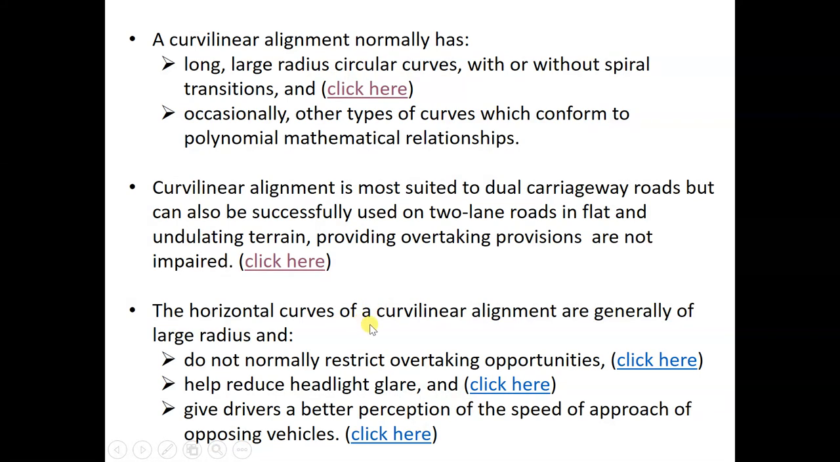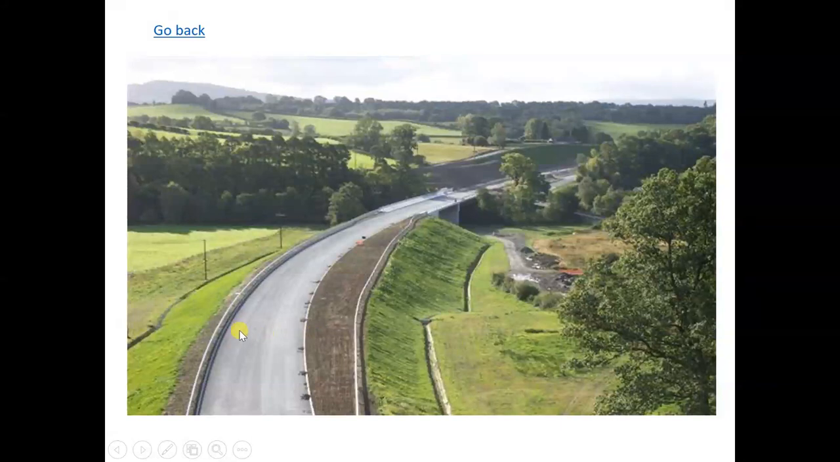The horizontal curves of a curvilinear alignment are generally of large radius. Just now we have seen it's a large radius. It does not normally restrict overtaking opportunities. It can do the overtaking. If you have a big enough radius, you could see like half a kilometer ahead, and you can see there is no car coming. Even along the big curvature with a large radius, it can allow the overtaking as well.